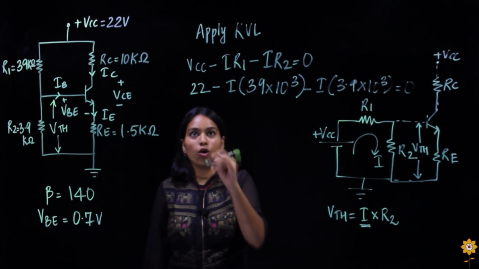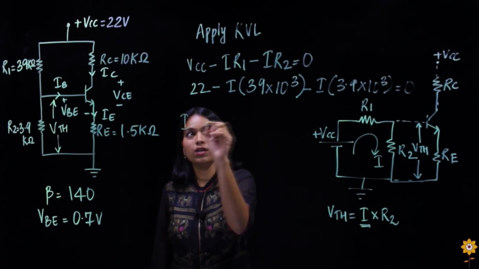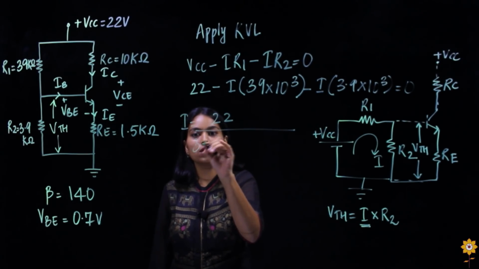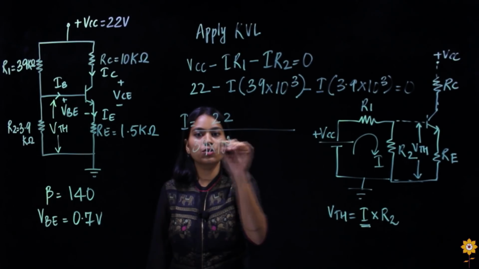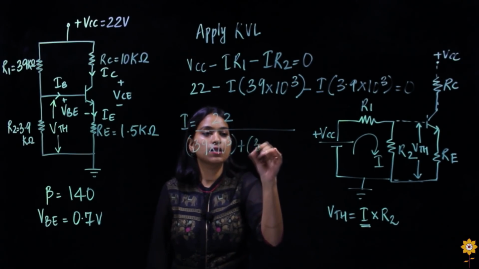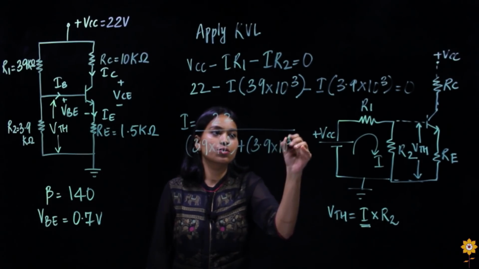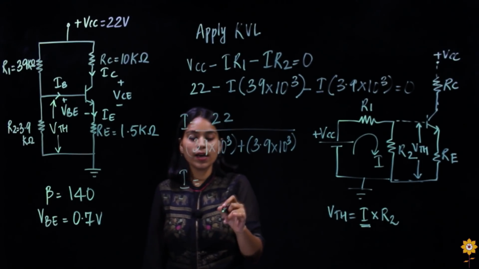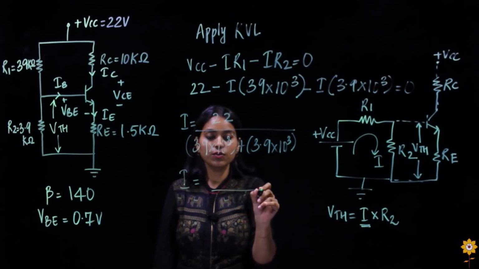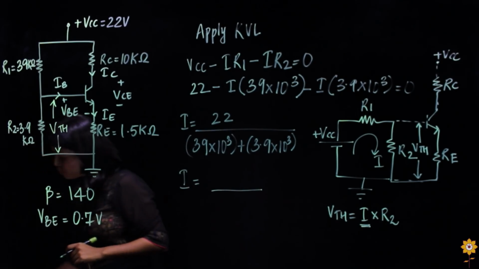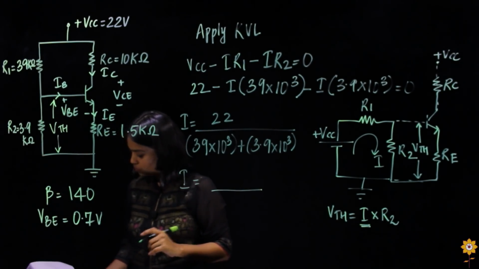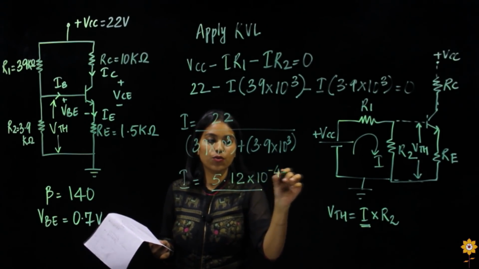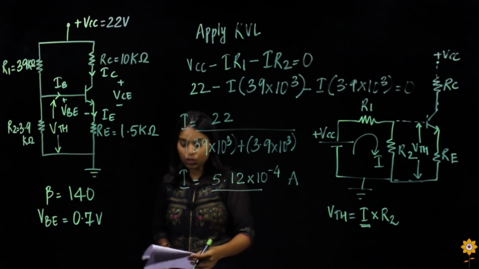So let's take I common. So I is equal to 22 upon these two terms. So it is 39 into 10 raised to 3 plus 3.9 into 10 raised to 3. So when you solve this term, you will have I equal to some value which is 5.12 into 10 raised to minus 4 A, which is amperes, the unit of current.